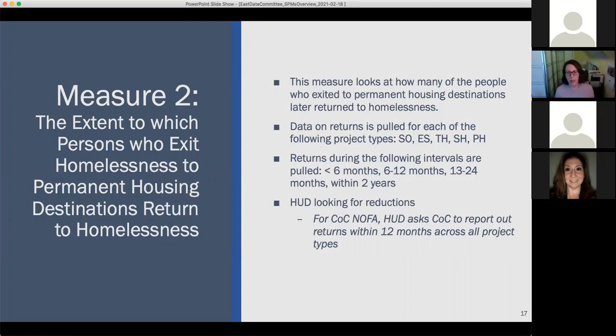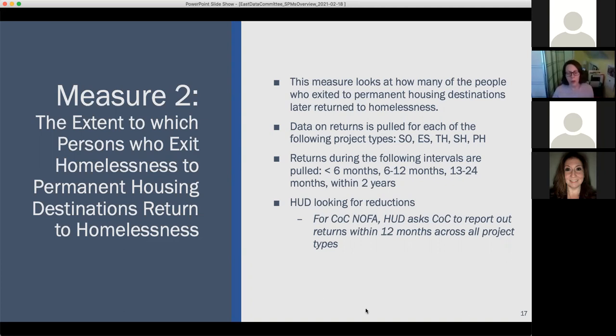And it's this sort of group of people who exited out from very specific project types: outreach, shelter, transitional, safe haven, which we have none of, and then permanent housing as a full bucket encompassing rapid, PSH, and then the others. And then it looks at the returns within these specific intervals of time. So what gets reported out is less than 6 months, returned within 6 to 12 months, 13 to 24 months, and then it sort of totals up everybody who returned within 2 years.